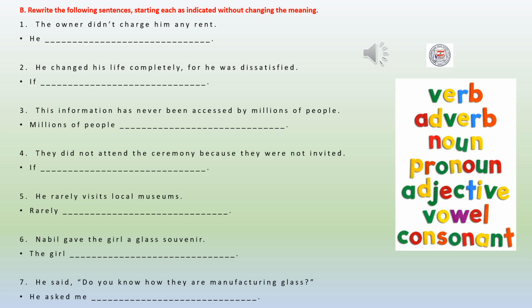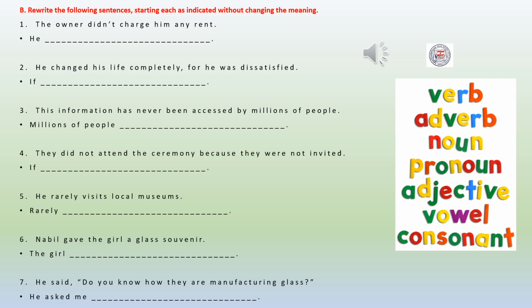And you have again to change sentence number 2 into a conditional sentence beginning with if. Sentence number 3. This information has never been accessed by millions of people. You have to start your new sentence with millions of people. Sentence number 4. They did not attend the ceremony because they were not invited. Again, you have to change this sentence into a conditional sentence with if. Sentence number 5. He rarely visits local museums. You have to start your new sentence with the adverbial rarely.